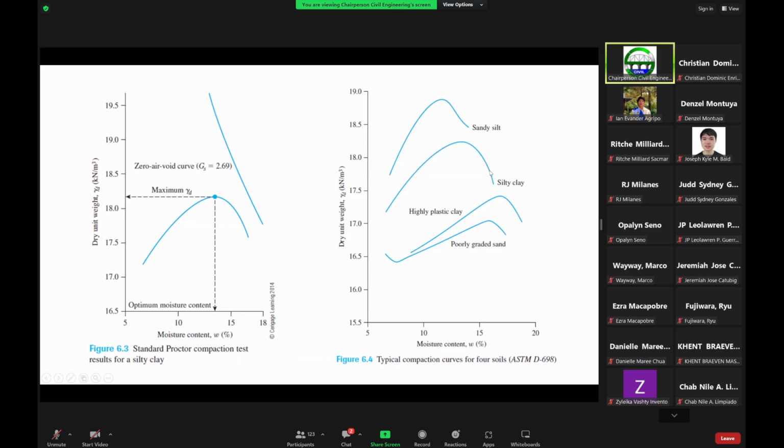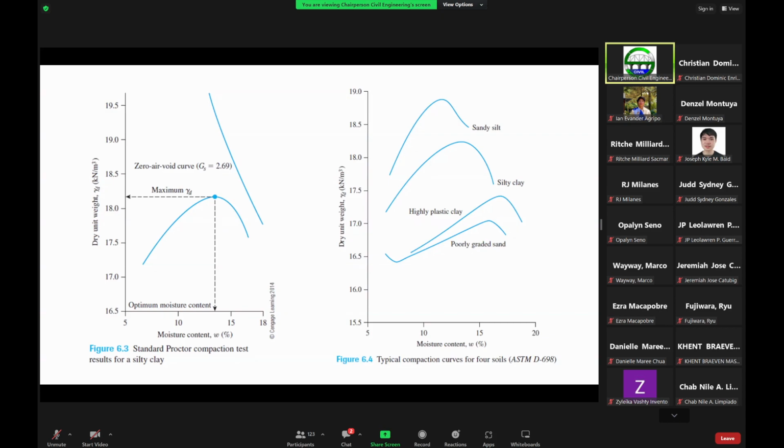This one here is for a silty clay material. This one here is for a highly plastic clay material, which we generally don't like in the field. And here is a compaction curve for a poorly graded sand material, which we generally don't like in the field also. We always prefer low plasticity clays or silts or well graded sands, for example.